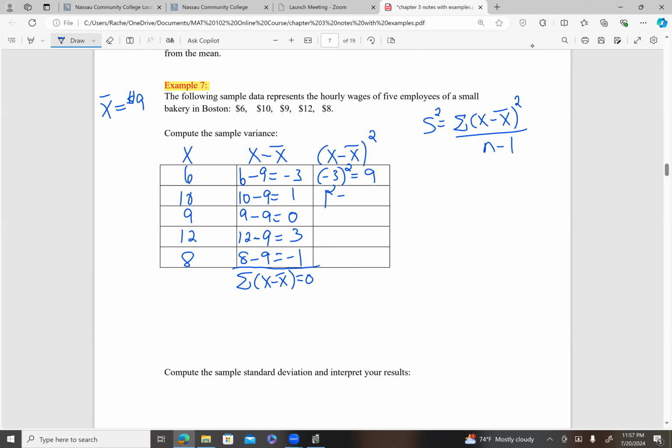Next, we have 1 squared, which is 1. Then we have 0 squared, which is 0. Next, we have 3 squared, which is 9. And then last, we have -1 squared, which is +1.